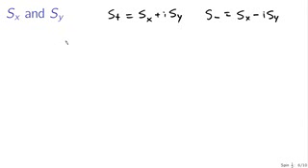If I told you that S sub x was equal to S plus plus S minus divided by 2, it shouldn't surprise you. If I add these two equations together, Sx plus iSy plus Sx minus iSy, the iSy parts are going to cancel out, and I'm going to be left with 2Sx. So I divide the overall result by 2, and I get Sx.